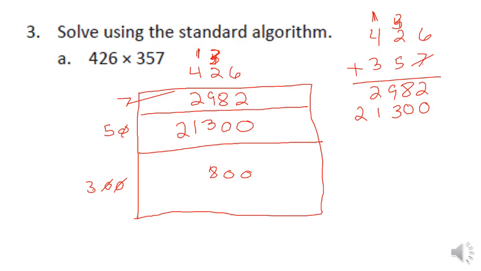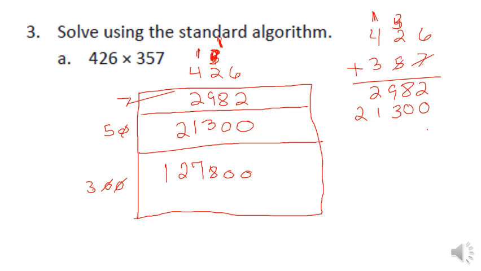Our last one is 300 times 426, so we're going to put 2 placeholders, and we're going to take them off. Now we have 3 times 6 is 18. Carry our 1. Now we have 3 times 2 is 6, and 1 is 7. And 3 times 4 is 12.